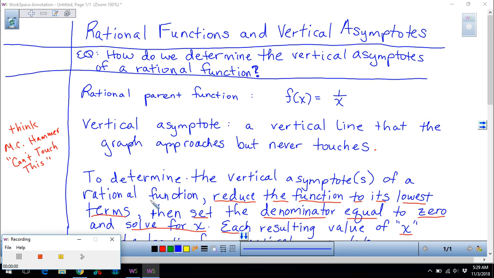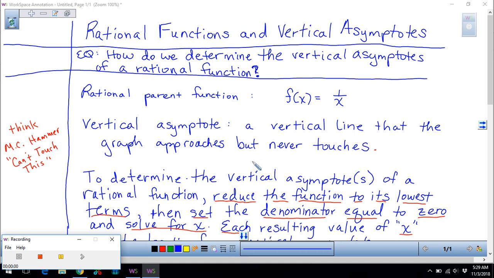Hello. Today's video is about rational functions and vertical asymptotes. Our essential question: how do we determine the vertical asymptotes of a rational function? A rational parent function, you will recall, is f of x equals 1 over x.